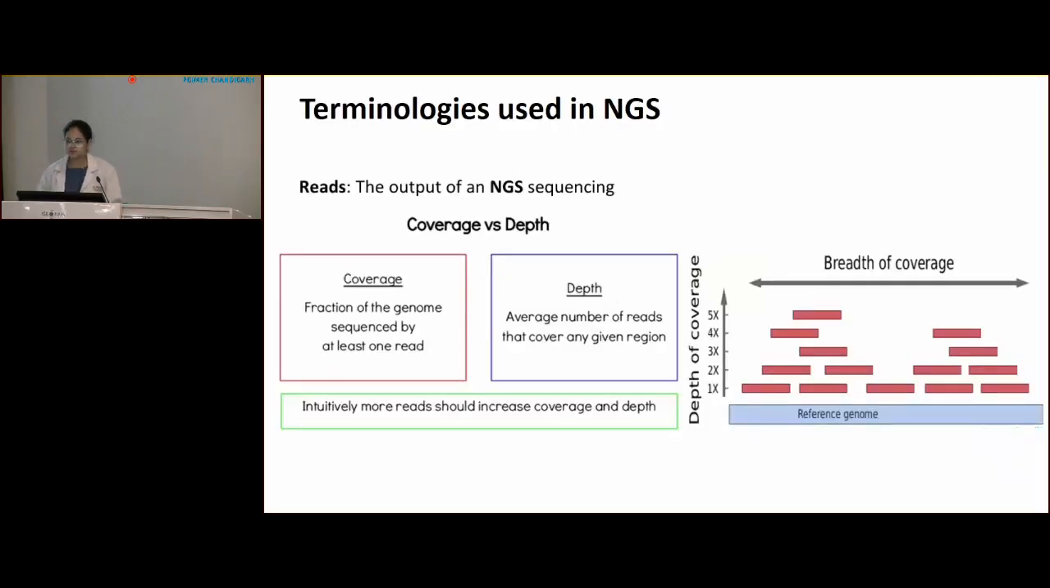Okay, there are two terms which are commonly used in an NGS report, the coverage and the depth. The coverage is the fraction of the genome sequenced by at least one read. And average depth is the average number of reads that covers any given region. Here, the red bars are the reads, which are aligned to the reference genome. Horizontally is called the coverage, meaning the sequence stretch that is being covered by different reads. And depth is the vertical depth, how many times that particular region has been read by the sequencer.